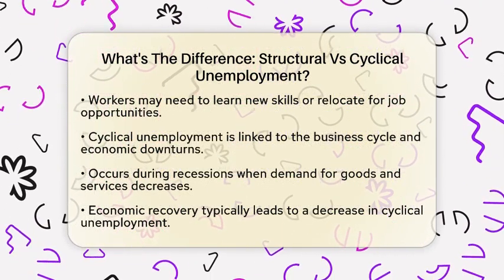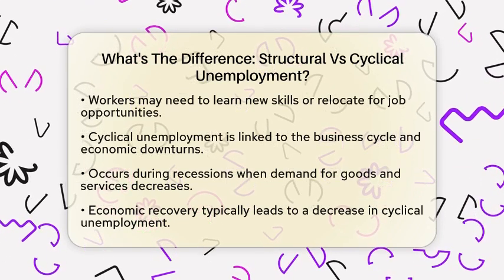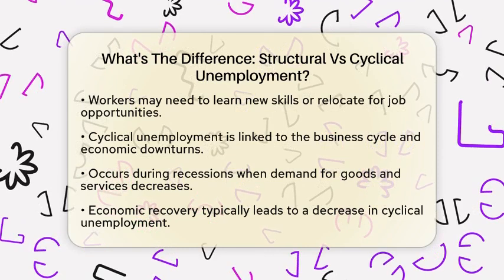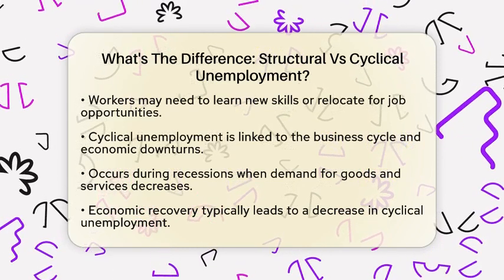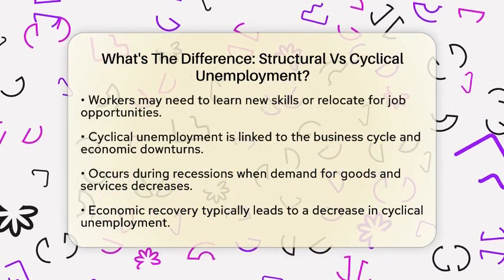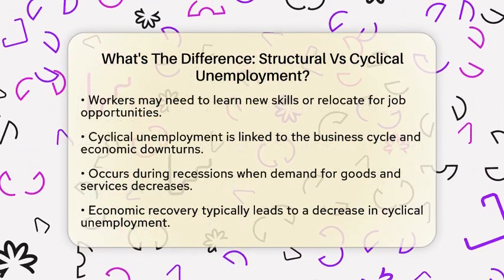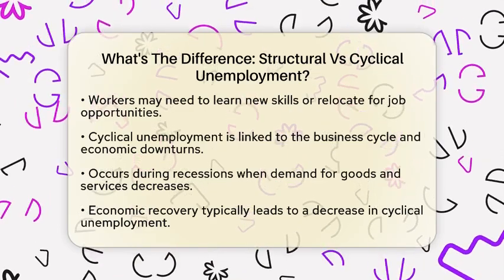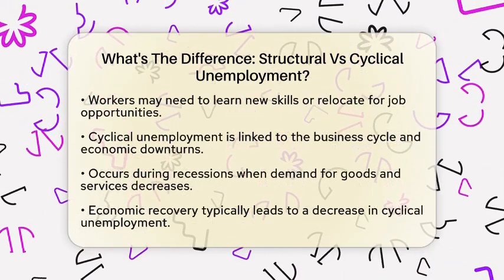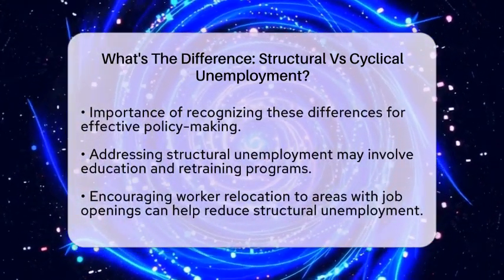On the other hand, cyclical unemployment is tied to the business cycle. It happens when the economy is not performing at its potential output, usually during recessions. When economic growth slows down, demand for goods and services drops. This leads to layoffs and a rise in unemployment. As the economy begins to recover and approaches its potential output, cyclical unemployment typically decreases.